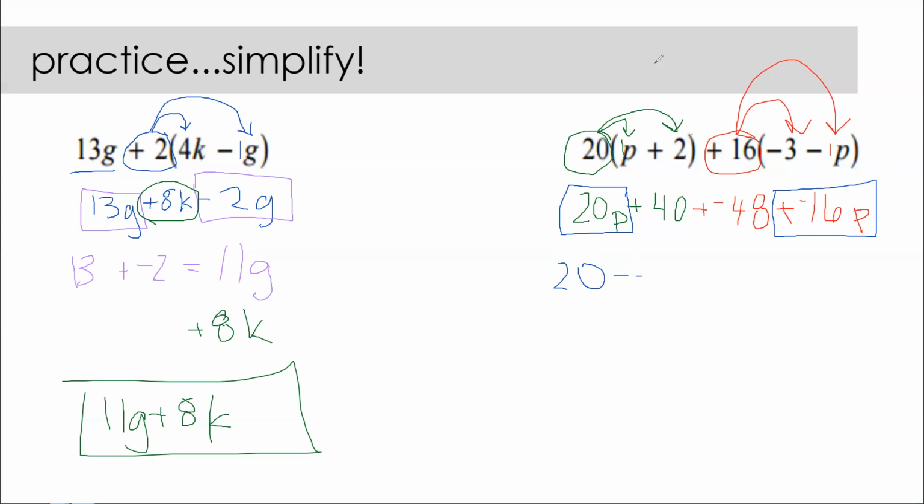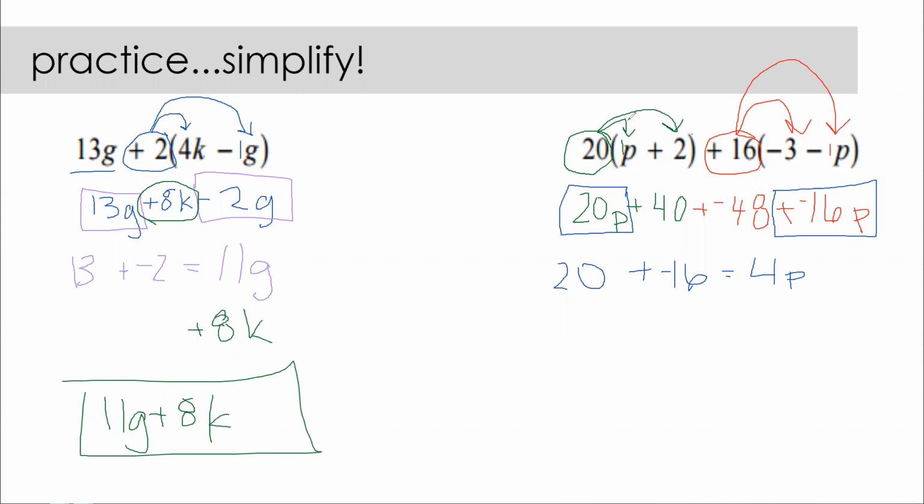20p and negative 16p. Just like before, I am just focused on my coefficients, that number out front. I don't care about the variable, so I'm going to ignore that variable. And we're taking 20 plus negative 16, which is going to give me a positive 4. And then we tack back on that variable of p.